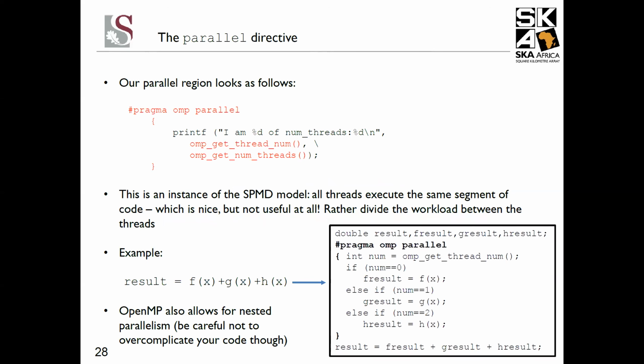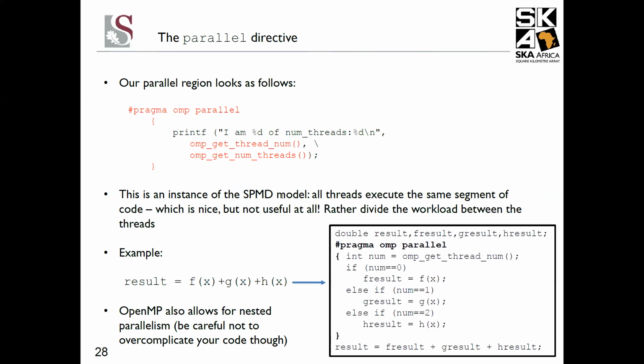So again, just to recap, our parallel region looks something like this. We have a pragma statement which tells the compiler that this is an OpenMP parallel region. And here's a very simple example, nothing magic happens inside of this parallel region. I only say that each thread will just print out a message saying I'm thread number something of a total number of threads. We say that this is an instance of an SPMD, single program multiple data model. So all the threads execute the same segment of code. But we need to figure out now, how are we going to divide the workload between the threads?